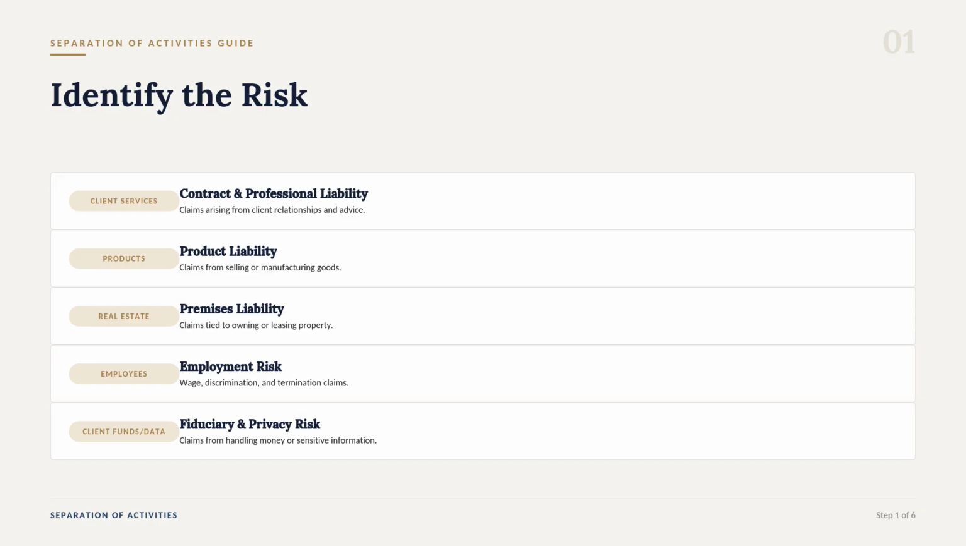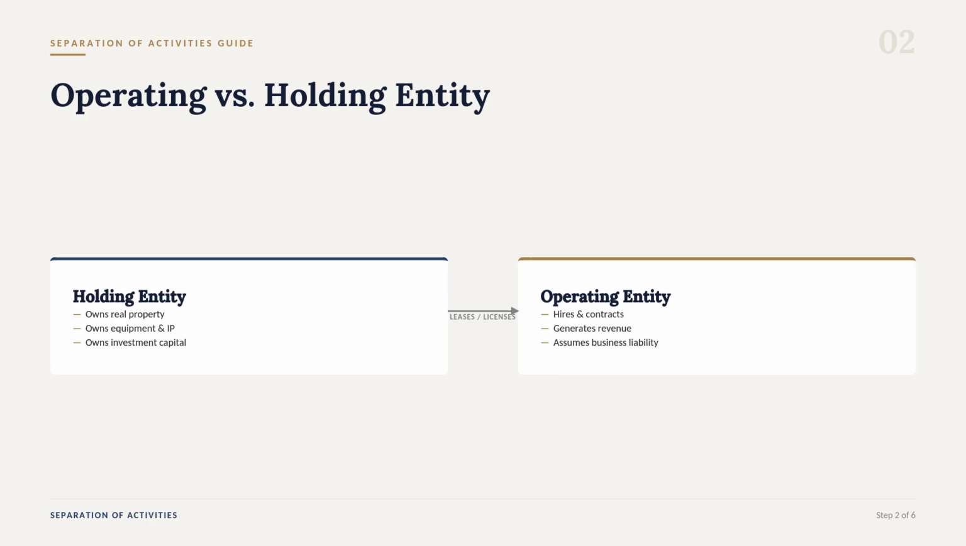Each of these has a different claim frequency, a different potential size, and a different structural response, so the first step is an honest look at where your specific risk is coming from. Step 2. Separate your operating entity from your holding entity.